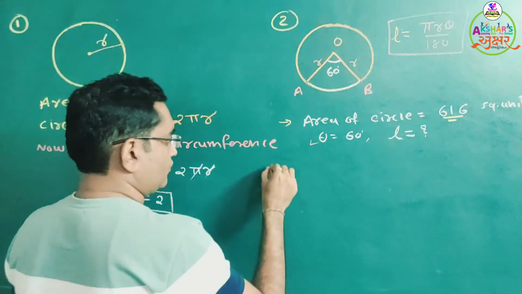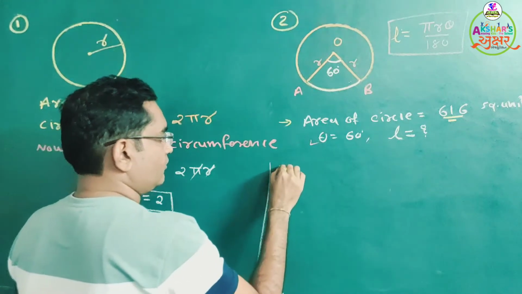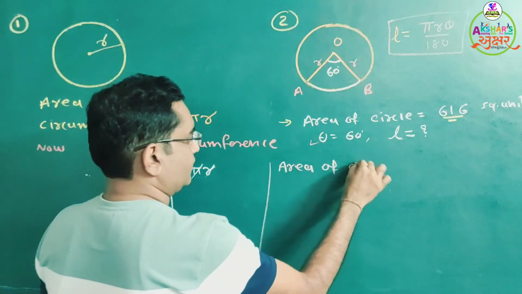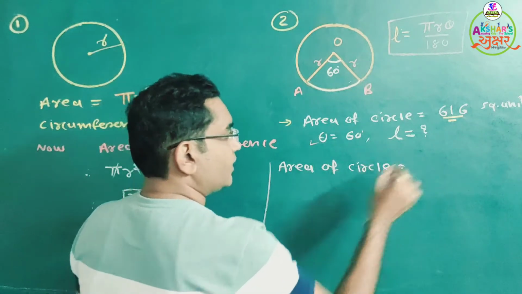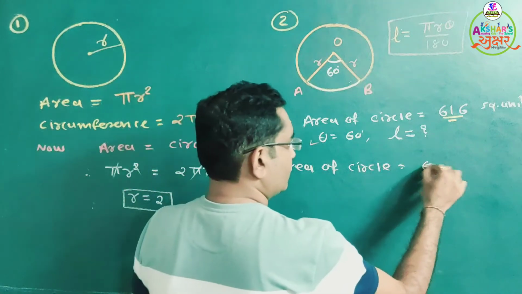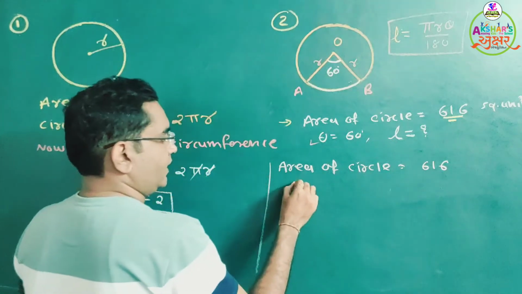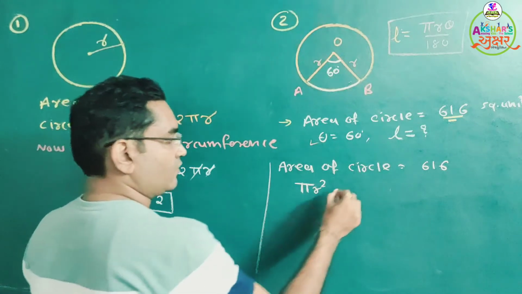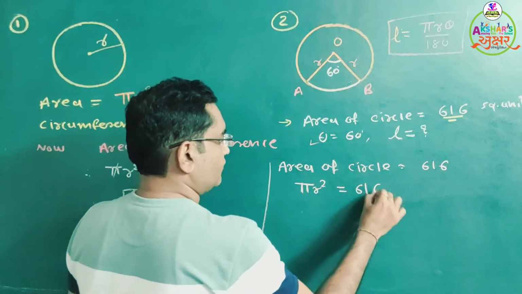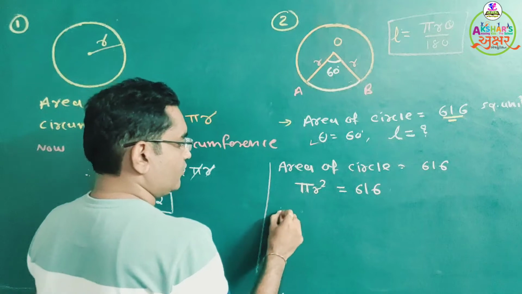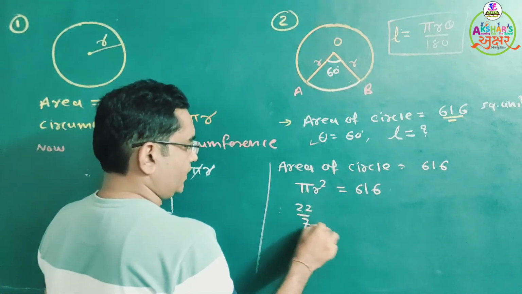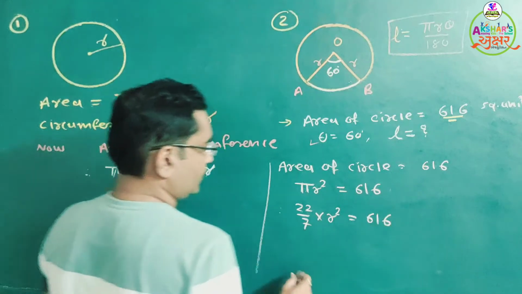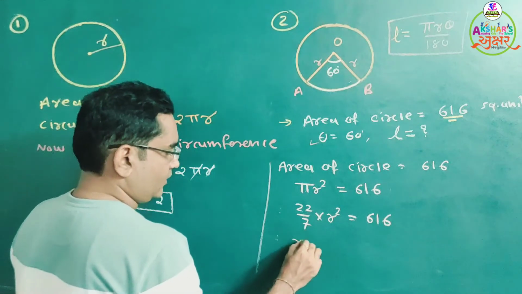Done. So let's try to solve this. The area of the circle is given as 616. The formula is pi r square. The area of a circle with radius r is pi r square, and this is equal to 616. So put the values: pi is 22 by 7, r square equal to 616. Here we require the value of r square.